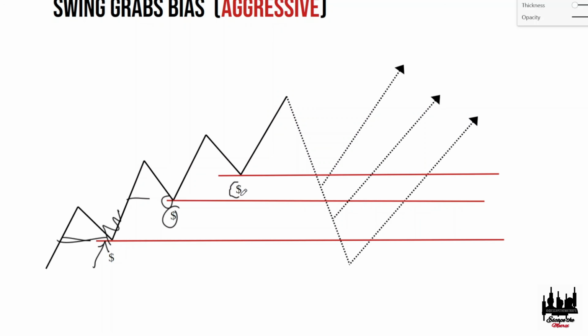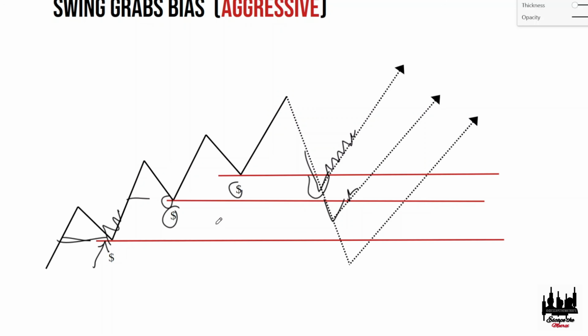So what we're looking for in a swing grabs bias is for price to come down and come back up, stop hunt these swings. And once price stop hunts these swings, you have your bias right here. Same thing here. Price would stop hunt, come back, bias right here.